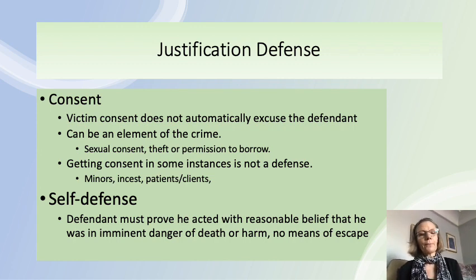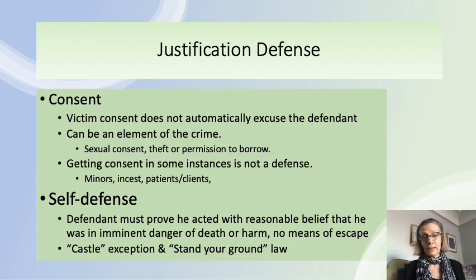And so the defendant must show that he acted with a reasonable belief that they were in imminent danger of harm or death, and that there was no means of escape. And you'll read about the different exceptions to self-defense. So oftentimes you have to prove that you are in imminent danger of death or harm. But in some states where they have the castle exception, if somebody enters into your home, you can shoot them and you don't necessarily have to demonstrate that you felt like you were facing death and that there was no means of escape. And same with the stand your ground laws. So take a look at those.